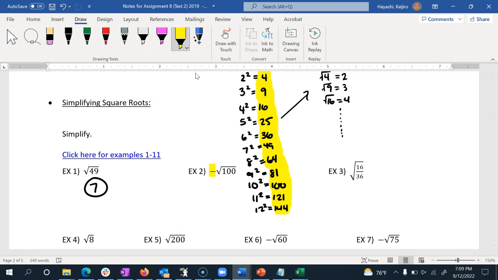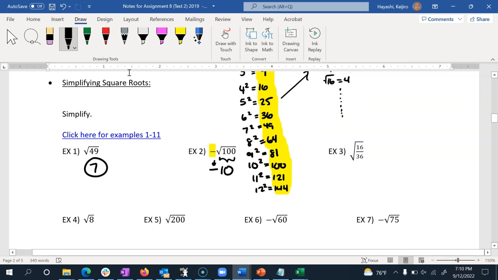This negative isn't going to really change anything about how you think about the square root of 100. You just need to know that it's there. But what is the square root of 100? 10. Okay. And so this part is 10, and this part is just a negative sign. So your result is negative 10 because the square root of 100 part becomes 10.